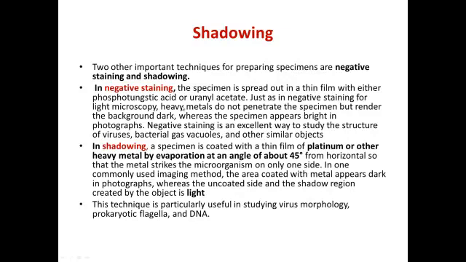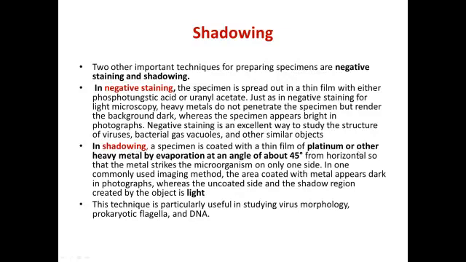What this means is that the heavy metals used in negative staining will not penetrate into the sample, rather they will create a dark background, like in dark microscopy, whereas the specimen will appear brighter in the photographs. Negative staining is an excellent way to study the structure of the viruses, bacterial gas vacuoles, and other similar objects. Okay.